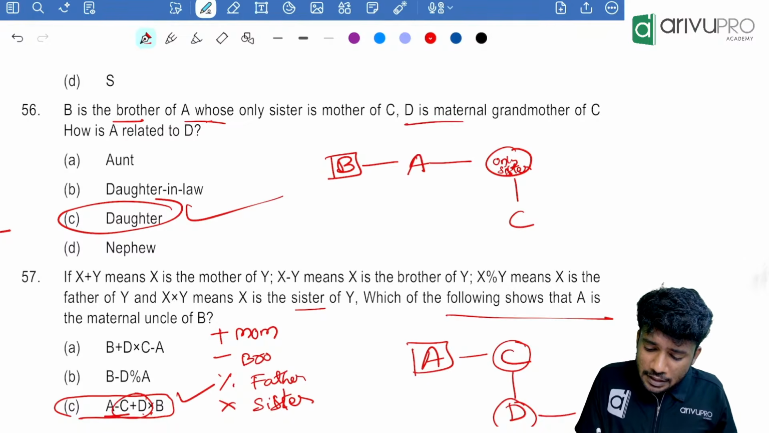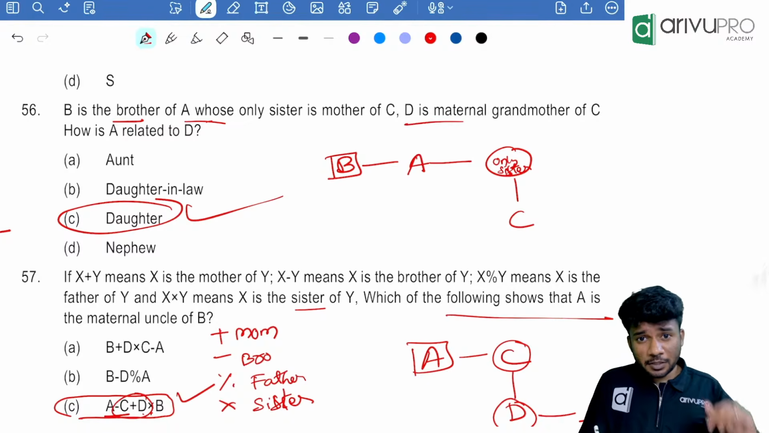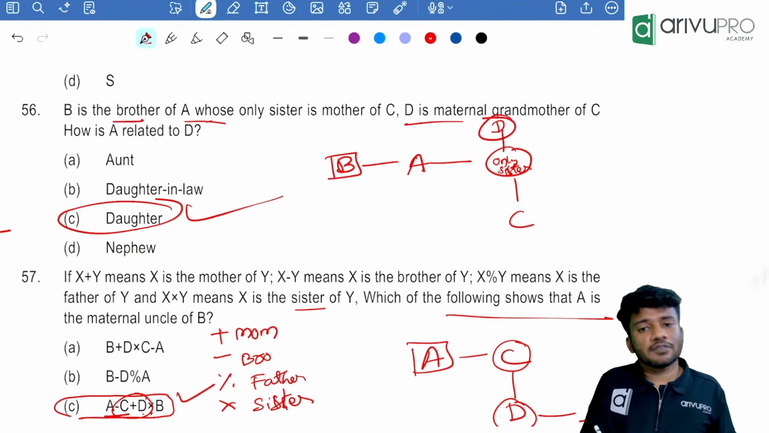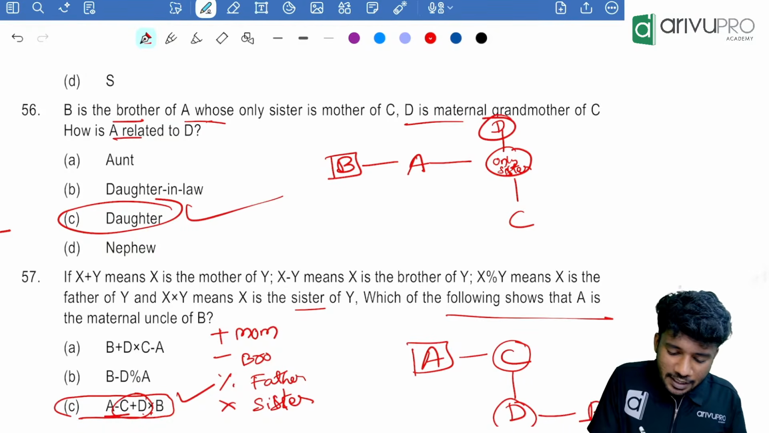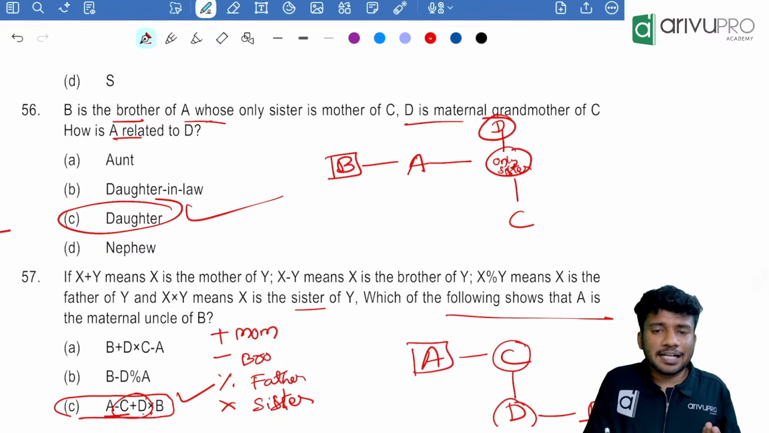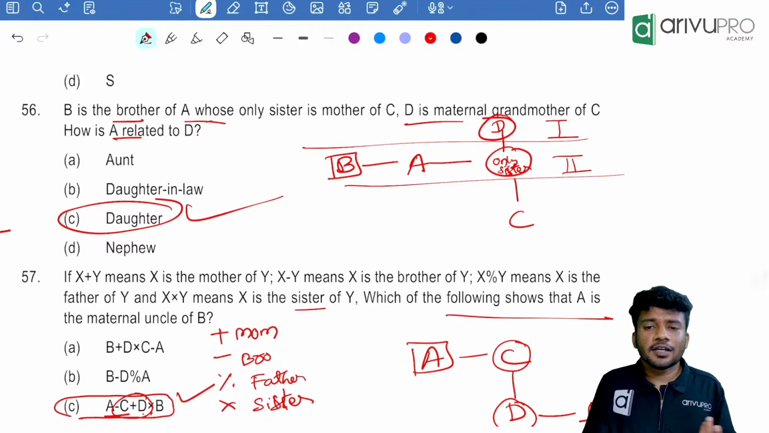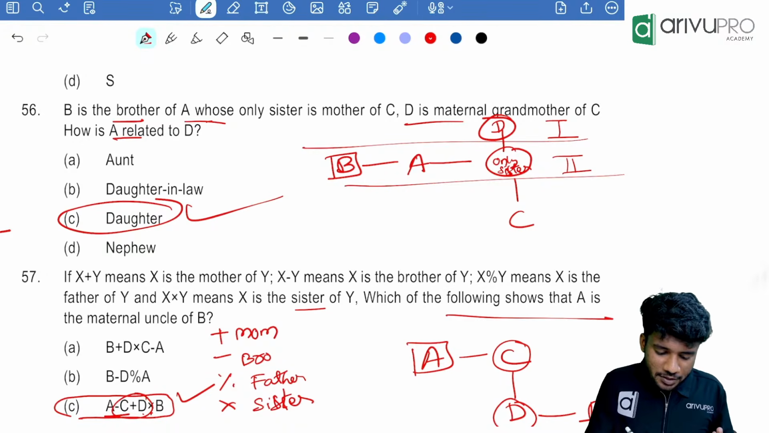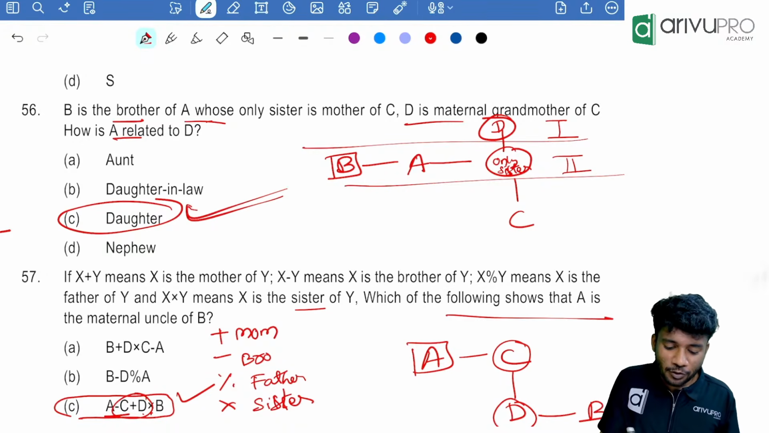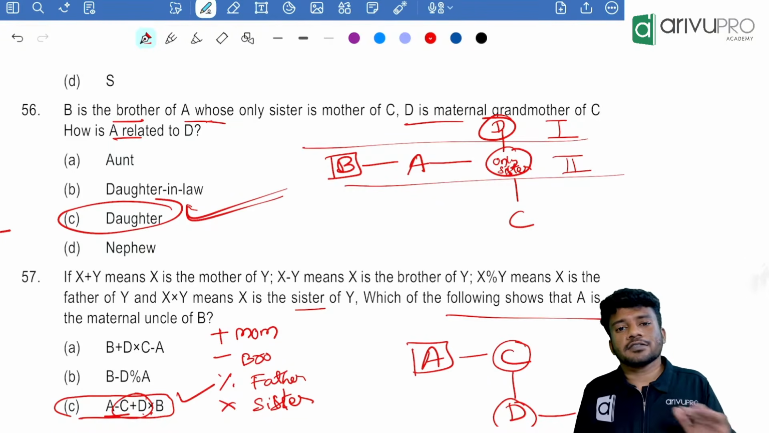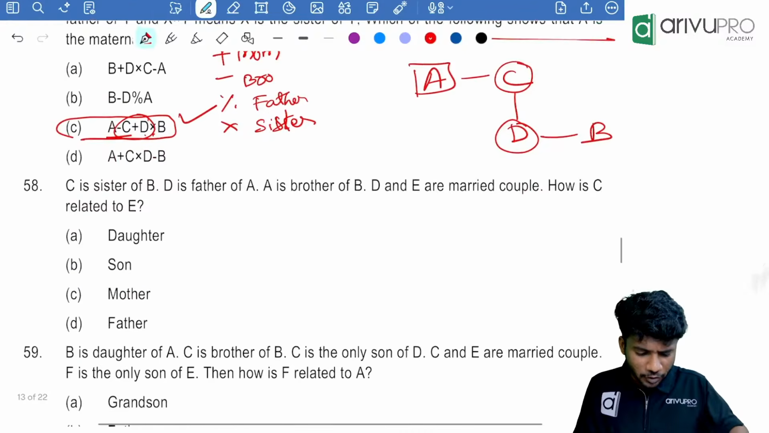Then what is going to happen? D is the maternal grandmother of C. Maternal grandmother means first generation it should be. So D should be over here and she is a female. Then how is A related to D is the question. A is a child of D. Looking at the drawing, this is the first generation, this is the second generation. A is a child. Looking at the options, daughter is the only one there. That means you should go with Option C. Okay, that's all. Next one, I hope that you got it, Harini.